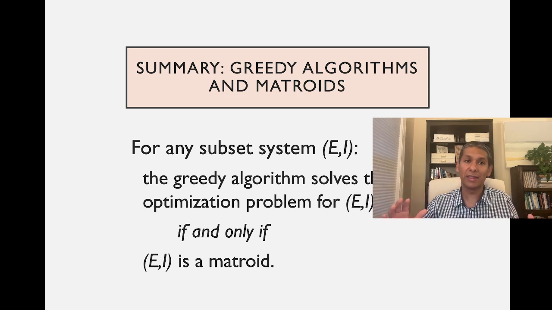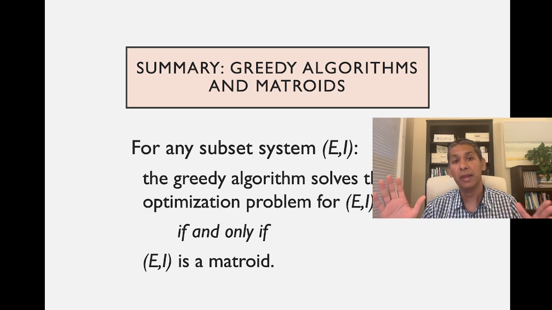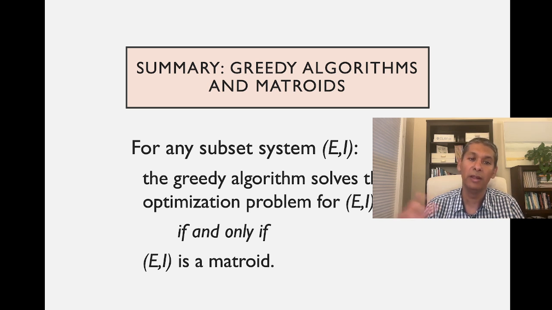So there's a quick summary for you. Greedy algorithms and matroids, it's a fascinating link between them. They are really two sides of the same coin. But the big result here for us today: for any subset system (E, I), the greedy algorithm solves the optimization problem for (E, I) if and only if (E, I) is a matroid. That's all I have for you.